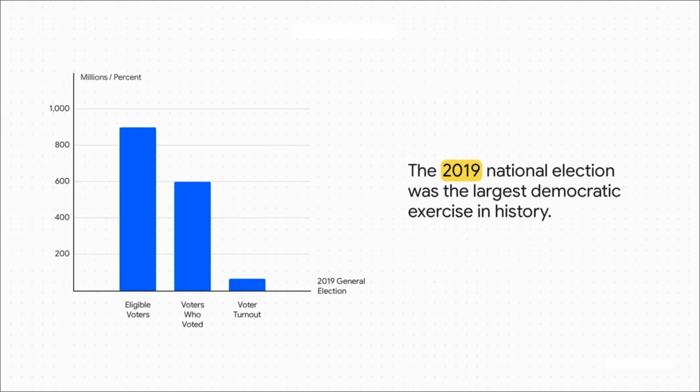The sheer scale is mind-boggling. In the 2019 national election alone, there were 900 million eligible voters, and over 600 million people actually went out and cast their ballots. That's a voter turnout of 67%. It is, without a doubt, the world's largest festival of democracy.